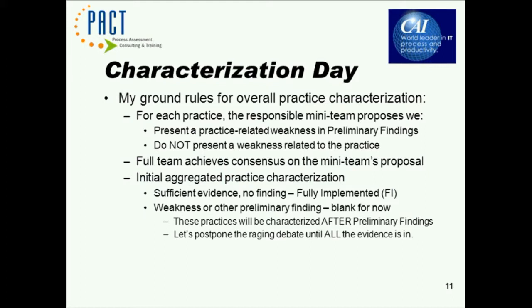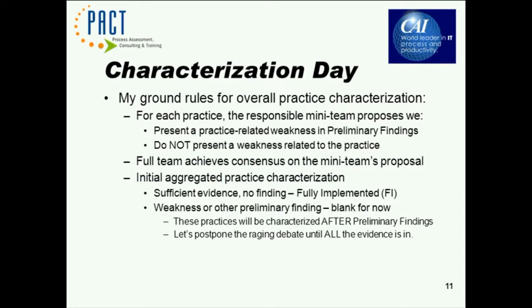So trying to get that from a weakness presented in preliminary findings or not into the practice characterization, if we have enough evidence and the mini team is saying we're not going to present a weakness, then essentially what we're saying is that that practice at the organizational level is fully implemented. There's nothing to feed back to the organization to say, here's an improvement opportunity, something that we think you could do better. On the other hand, if we are going to present a weakness, then we're going to be asking the organization for feedback.